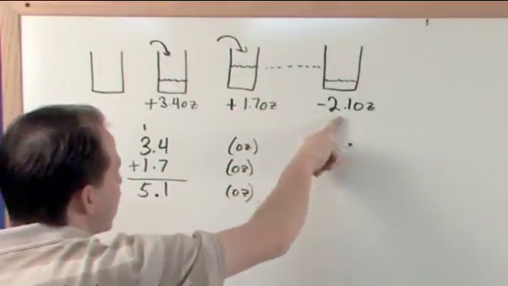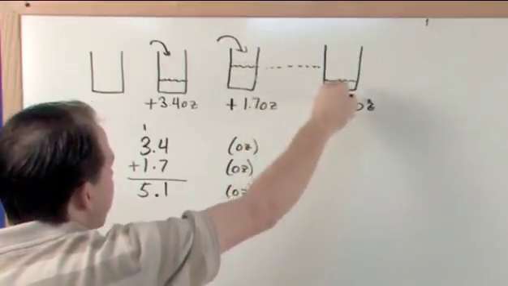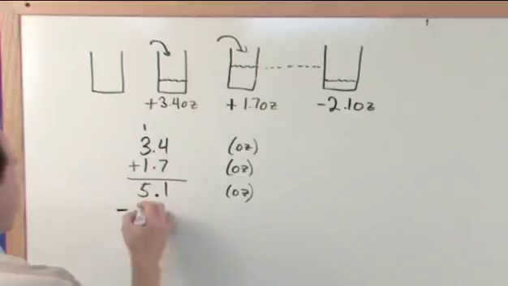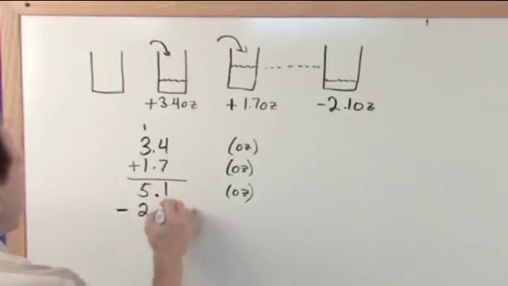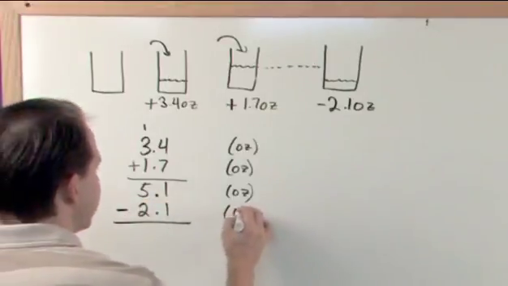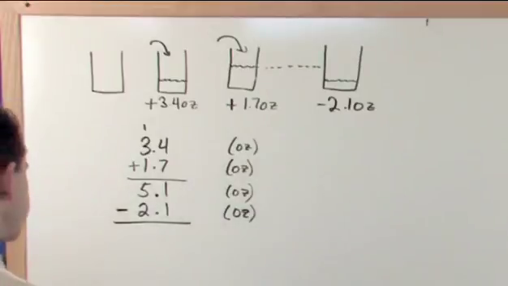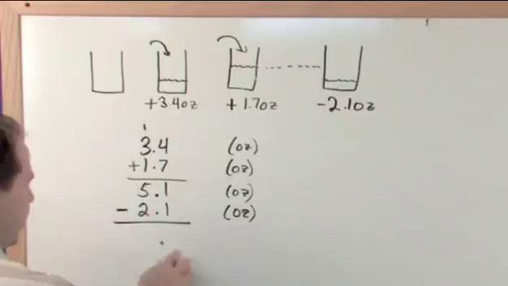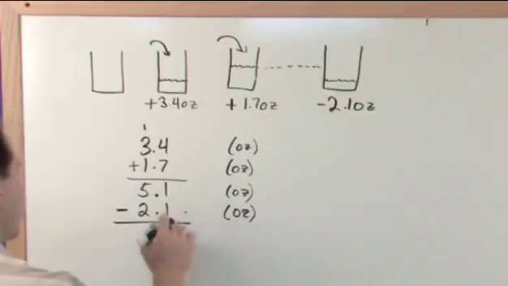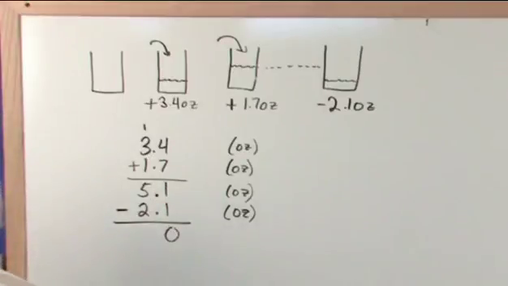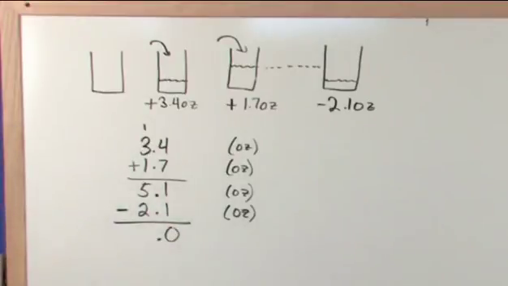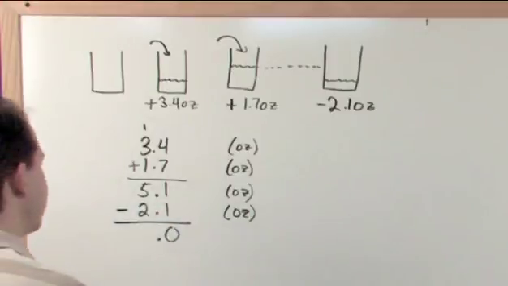And now we subtract off 2.1 ounces, we pour some out, and whatever remains at the end will be what we have left. So we're going to subtract off 2.1, again, ounces of water. Okay, we're going to start at the right-hand column. We lined our decimals up. 1 minus 1 gives me 0. Okay, decimal point just comes right on down. Nothing too fancy there.